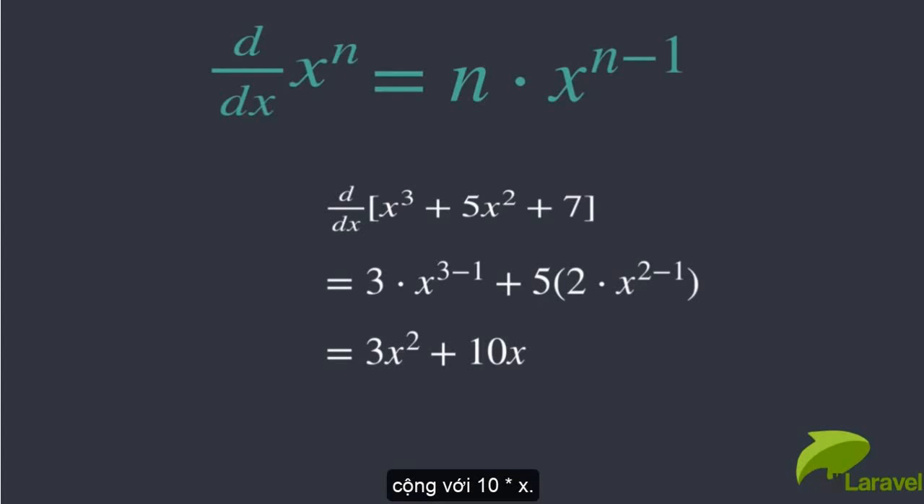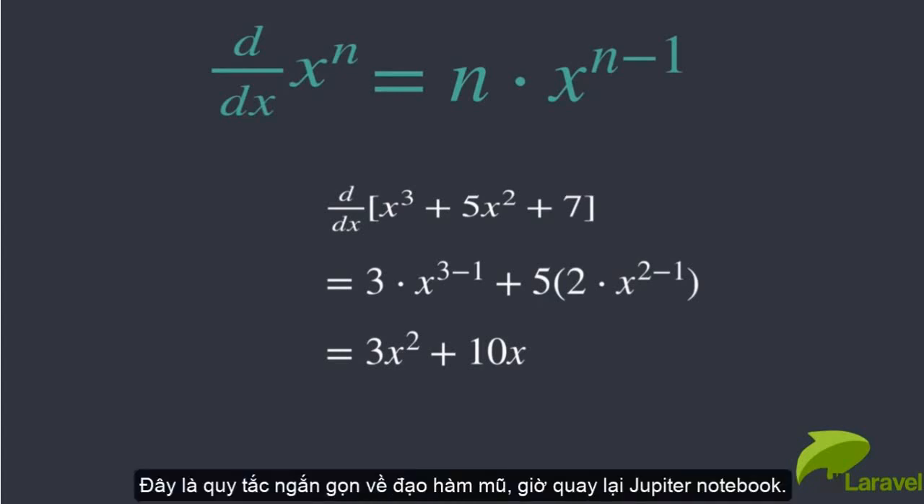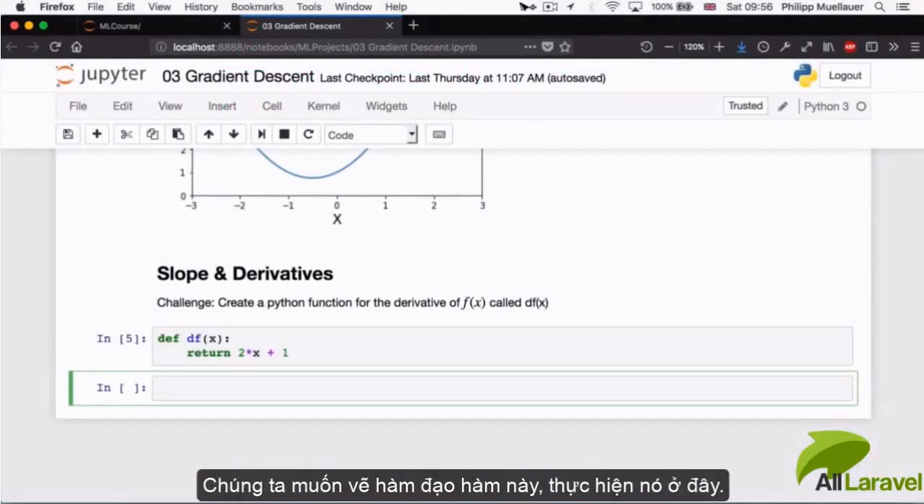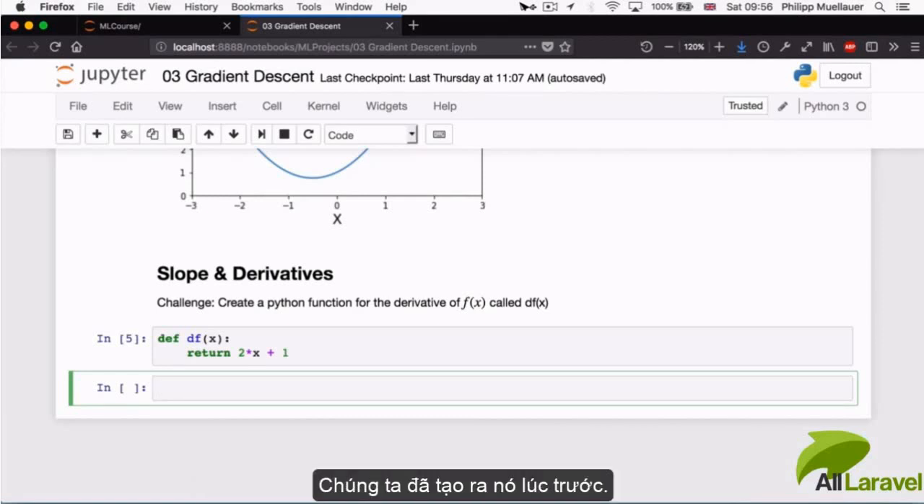10x. And that's it, right? That's the power rule for derivatives in a nutshell. So back in Jupyter Notebook, say we want to graph our derivative function that we've just worked out here. We've worked hard to create it, so let's visualize it side by side with our original cost function.